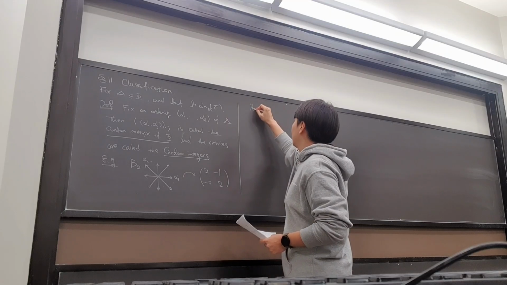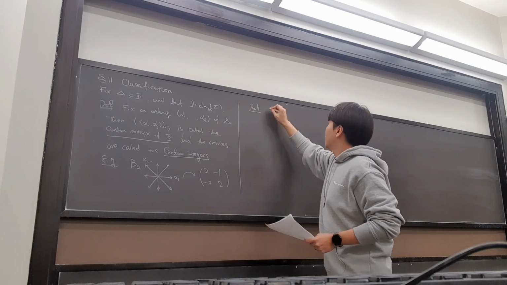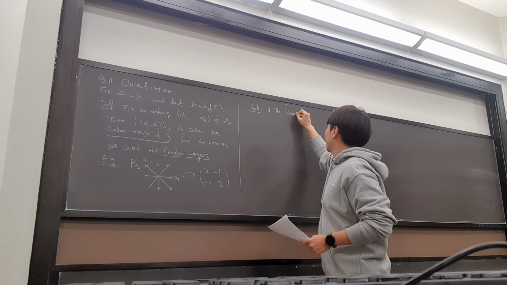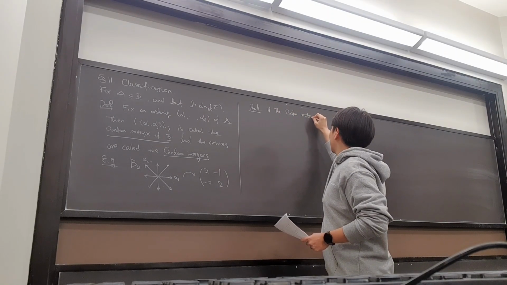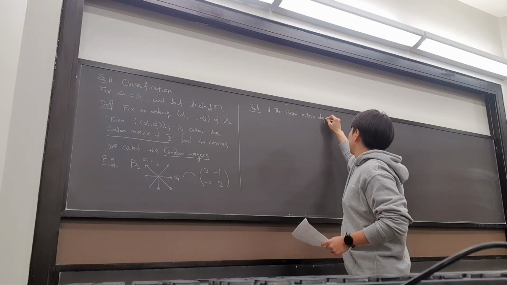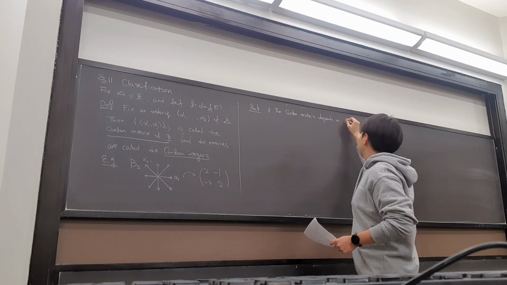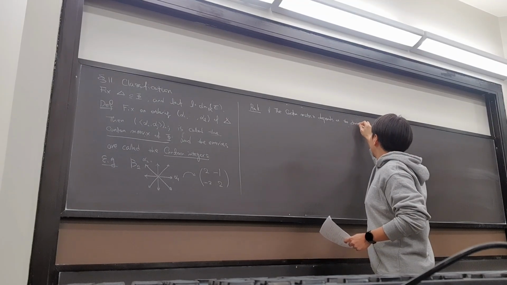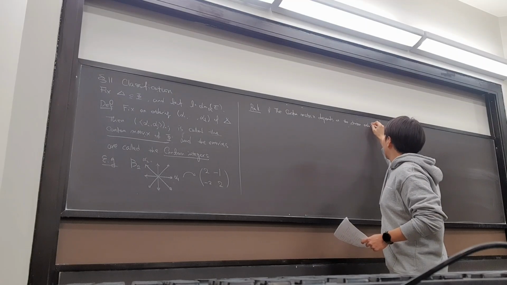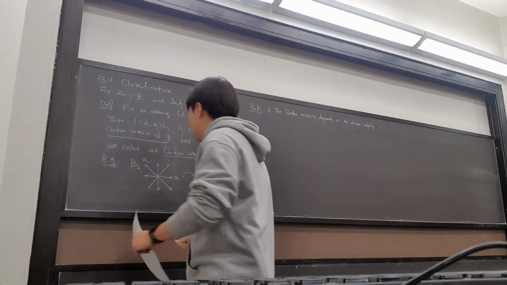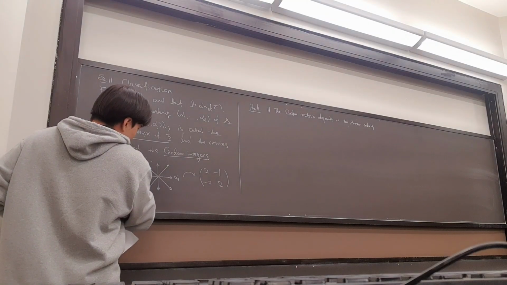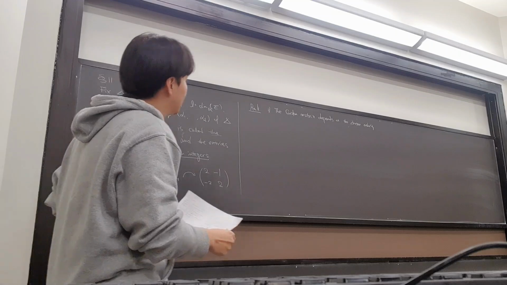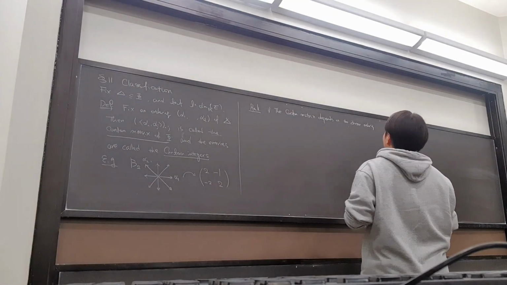So, remark. First, the Cartan matrix depends on the chosen order, right? So if we say this root is alpha 1 and this root is alpha 2, these two entries will change. So it depends on the chosen order.